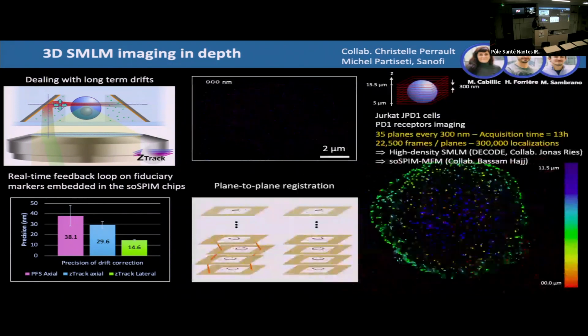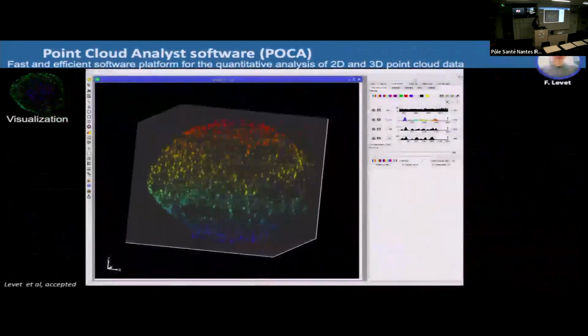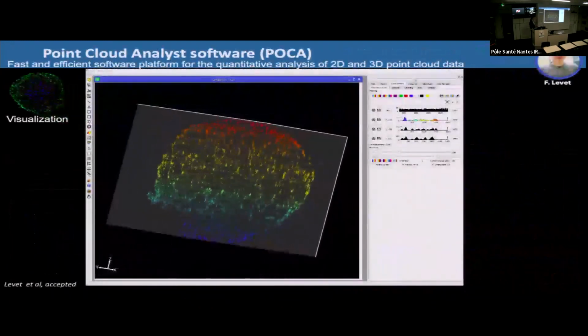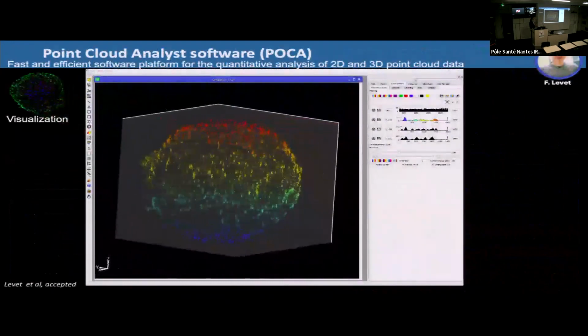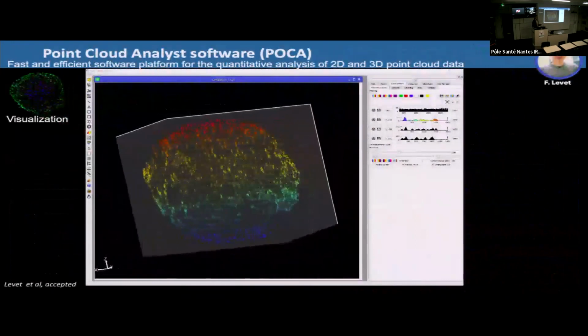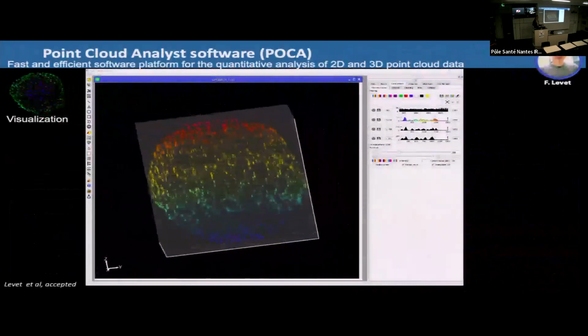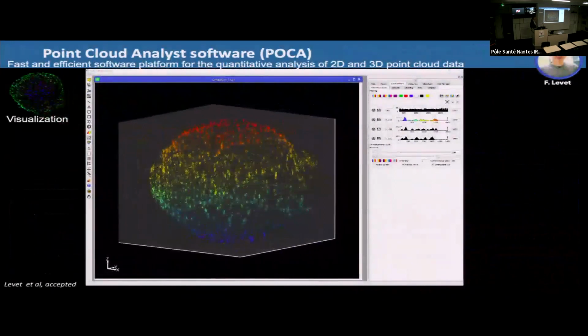Another important activity in the team is the analysis. This is work which is really developed by Florian in the team. Now that we have this capability to collect millions of localizations in a real 3D volume, there was a need to be able to visualize them, manipulate the data, but also analyze them. So Florian, back in the days, developed this tessellation suite that we had to push for 3D. And now we have this new software, which is released and fully available, called POCA, for Point Cloud Analyst, and which has been recently accepted for publication.